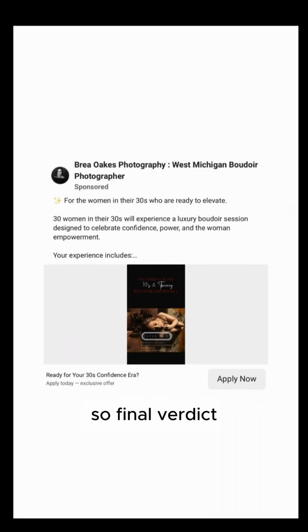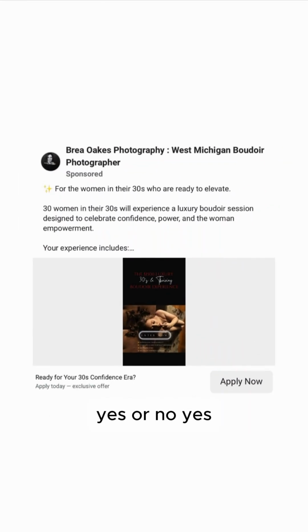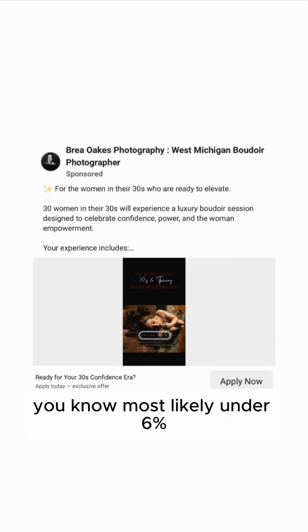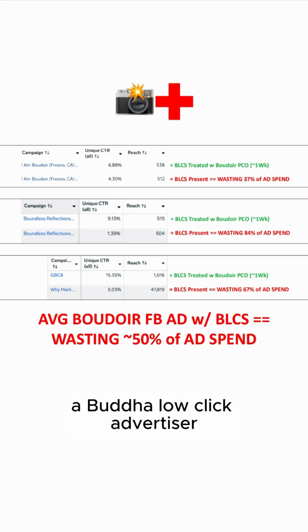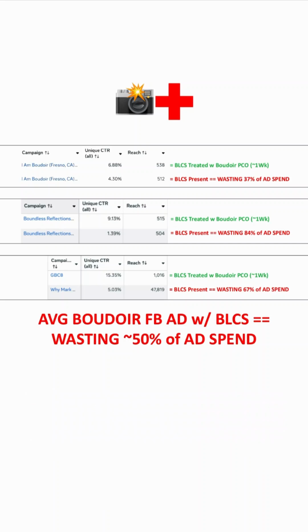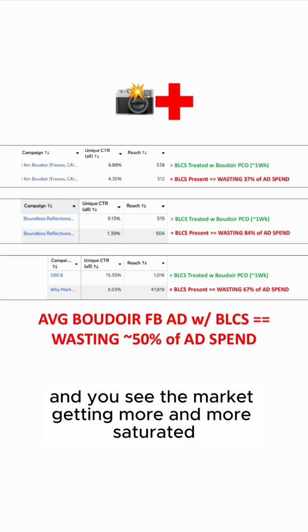So, final verdict. Do we believe this Boudoir Facebook ad has BLCS, yes or no? Yes, I do believe it does have BLCS, Boudoir low click syndrome, and its unique CTRL is most likely under 6%. So if you're a BLCA with BLCS, a Boudoir low click advertiser with Boudoir low click syndrome, with the unique CTRL of your Boudoir Facebook ads under 6%, and you're spending more than 10 grand a month on Boudoir Facebook ads, and you see the market getting more and more saturated.